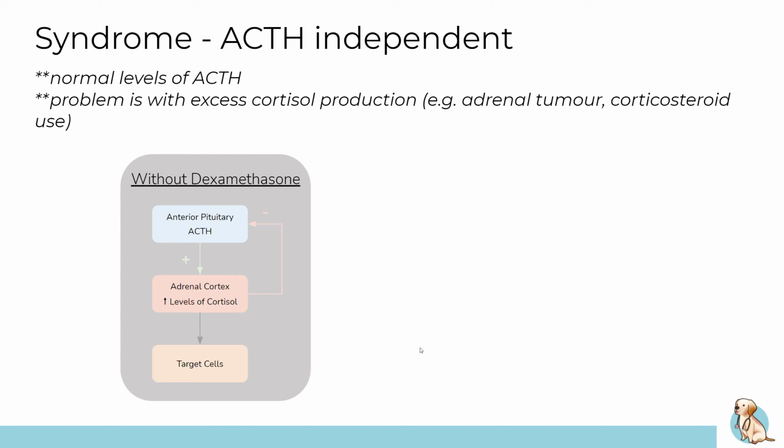And our last category is ACTH independent. So that's when you have normal levels of ACTH, and the problem is with excess cortisol production. So it could be from corticosteroid use or having an adrenal tumor. So that's when your anterior pituitary is functioning normally, but your adrenal cortex has very high levels of cortisol being produced. So the feedback loop is actually working normally in this stage because the really high levels are suppressing the anterior pituitary. We're having very minimal ACTH input, but because there's the problem somewhere else of too much cortisol.